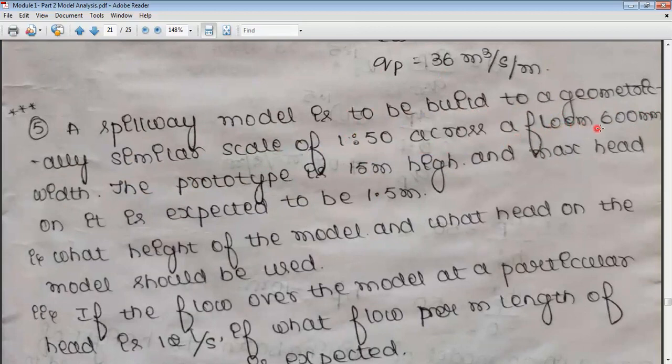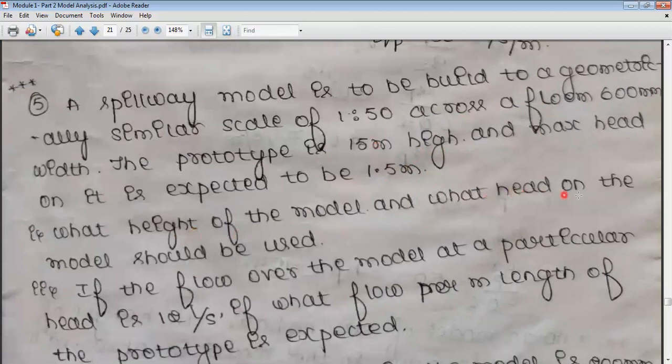Okay. Across a flume of 600 mm width, the prototype is 15 meter high. It is the height of the prototype, HP, you have taken, meaning 15 meter. Maximum head, small h, P is 1.5 meter. These are the prototype details he has given. What height of the model and what head on the model should be used? That is the first one.